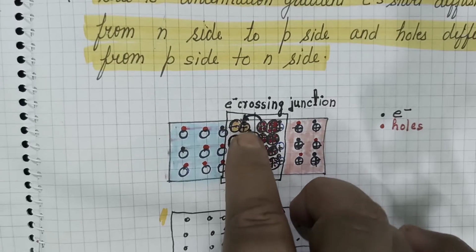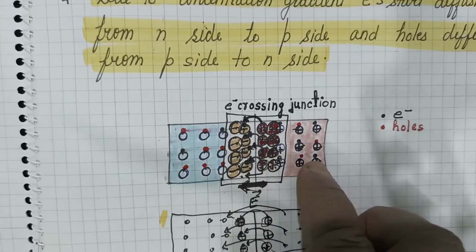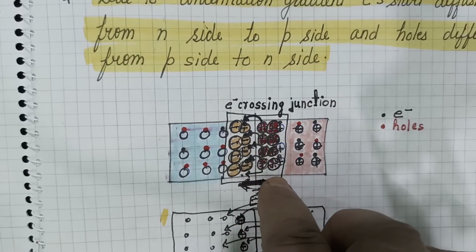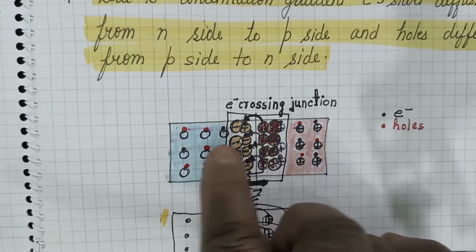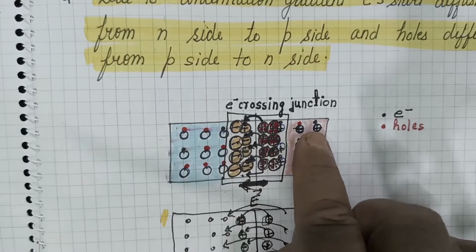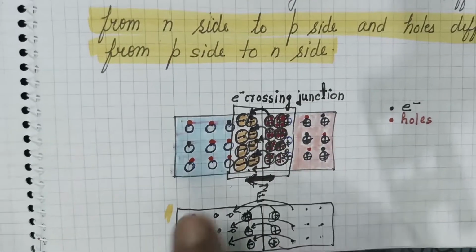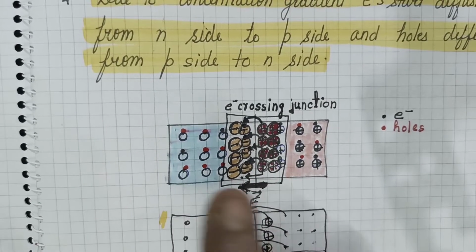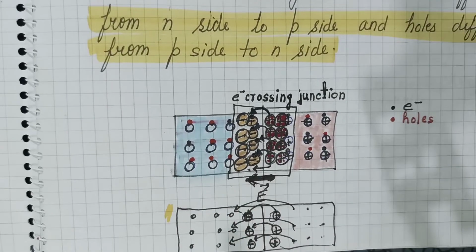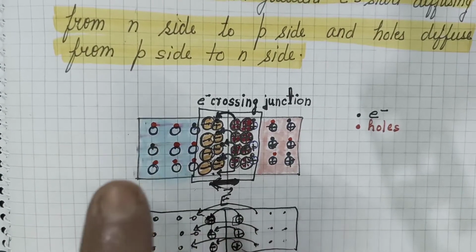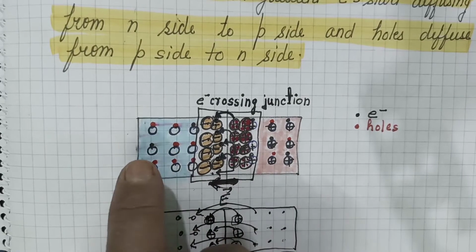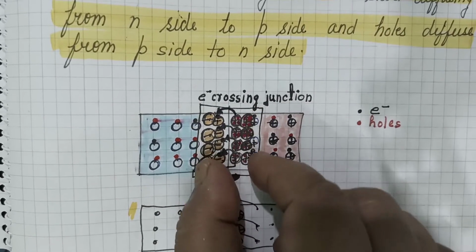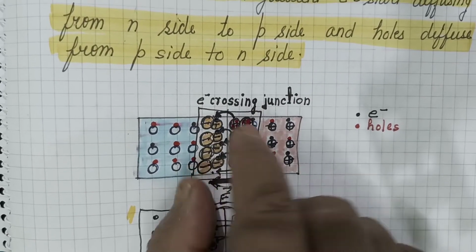So those atoms which get these extra electrons become negatively charged, and those atoms which lose their electrons become positively charged. Earlier, the N-type and P-type semiconductors were electrically neutral. Remember it. The N-type and P-type semiconductors have equal numbers of negative and positive charges, and they are electrically neutral. Thus diffusion of electrons from the higher concentration zone, that is from the N-type side to the P-type side, creates a layer of negatively and positively charged atoms at the junction.